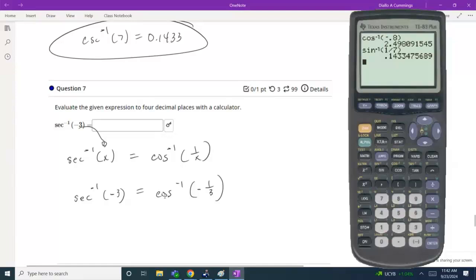I do have an arc cosine function in my calculator, so this becomes the arc cosine of negative 1 divided by 3. And if we round to 4 decimal places, we have 1.9106. So the arc secant of negative 3 is 1.9106.